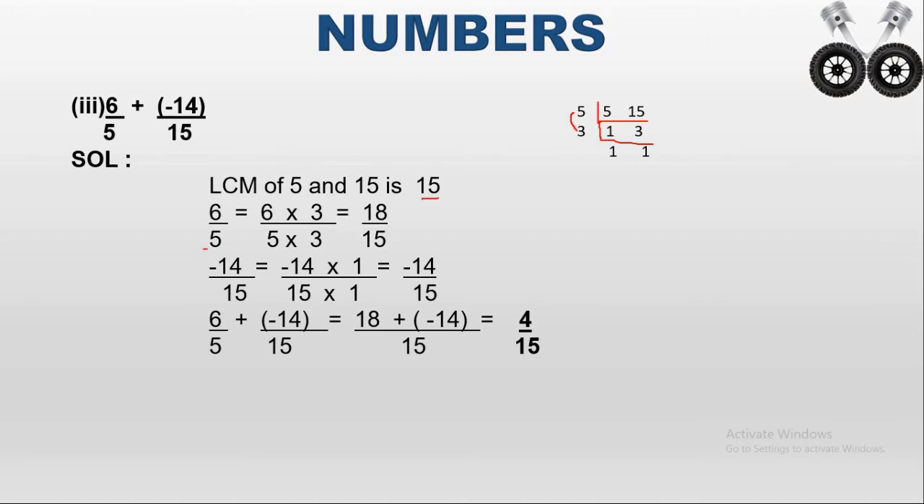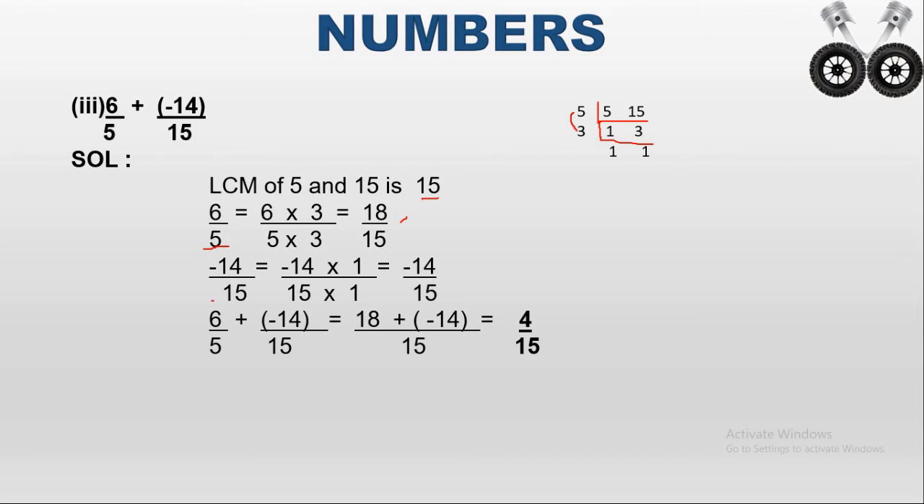So first we have to write the rational number 6 by 5. So now we have to convert the denominator 5 to 15. For that I am going to multiply numerator and denominator by 3. 6 into 3 whole divided by 5 into 3. 6 3s are 18, 5 3s are 15. So 6 by 5 is equivalent to 18 by 15.